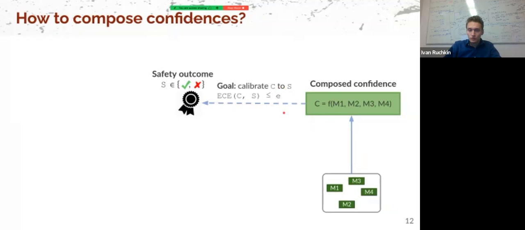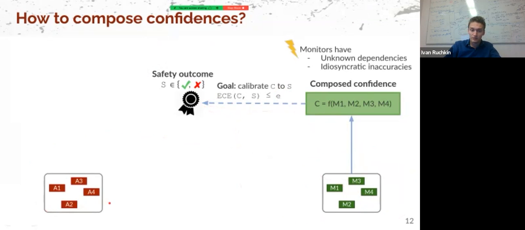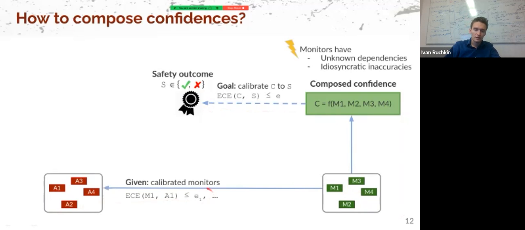So this is difficult to do because, as I said before, we don't know the dependencies between monitors, and monitors don't give us the exact true underlying probabilities. They give us approximations with errors. So it's difficult to go directly from composed confidence to safety outcomes. Instead, we'll go indirectly. Remember that for each monitor, there is an underlying assumption that's being monitored. And what we can do is use state-of-the-art AI techniques to calibrate the monitor to its respective assumption and obtain the individual bounds on those calibrations.